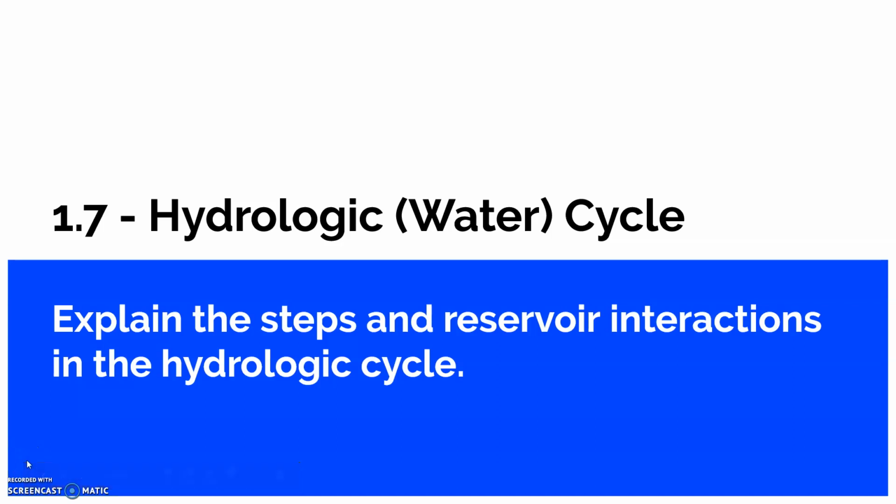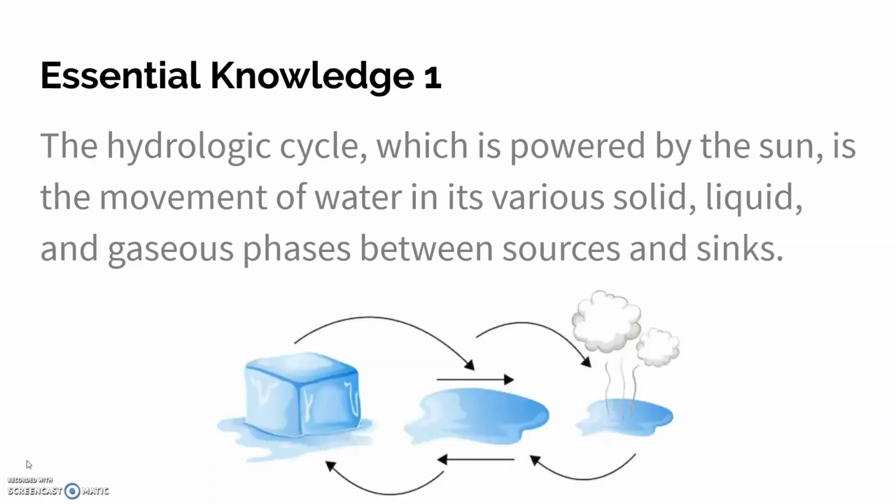1.7 is our last biogeochemical cycle. It is the water cycle, or if you want to be fancy, it's the hydrologic cycle. Big thing to take away from how the water moves is it's powered by the sun. So it's the heat of the sun that causes water to evaporate, and then it moves around, cools down, sinks. Lack of sun causes it to freeze. All of it is powered by the sun.